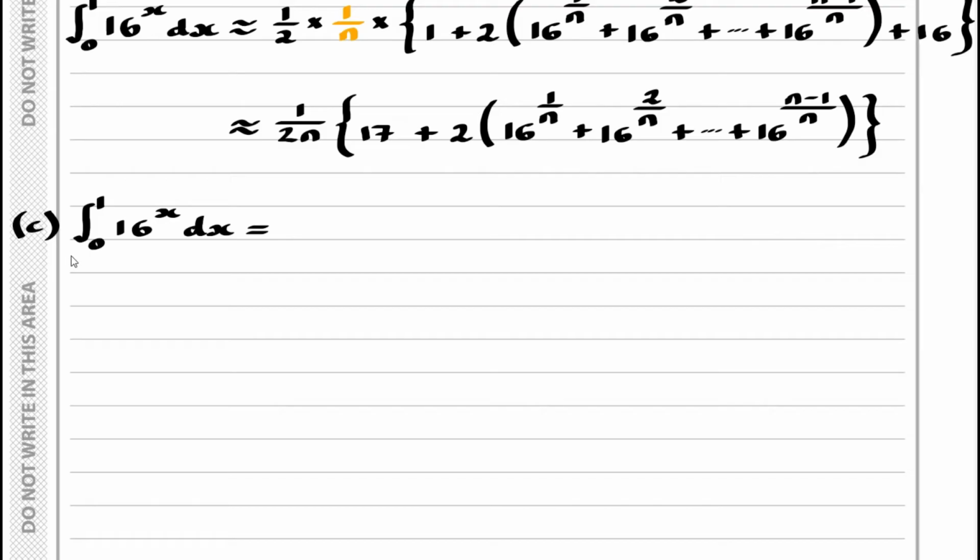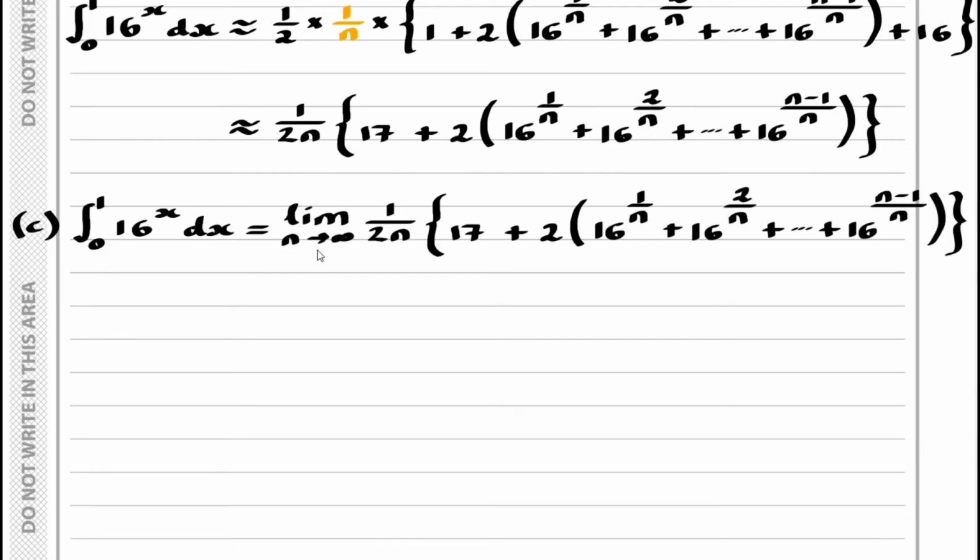So for part C, we've got this integral of 16 to the x with respect to x from 0 to 1, and if we use our answer to part B, we've got the limit as n tends towards infinity of 1 over 2n multiplied by 17 plus 2 multiplied by 16 to the 1 over n plus 16 to the 2 over n plus terms up until 16 to the n minus 1 over n.